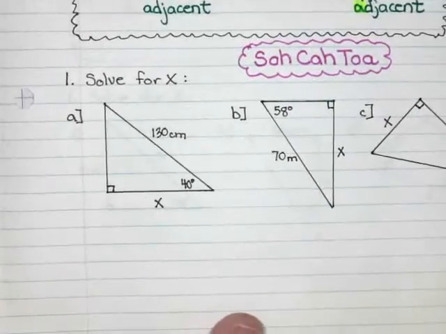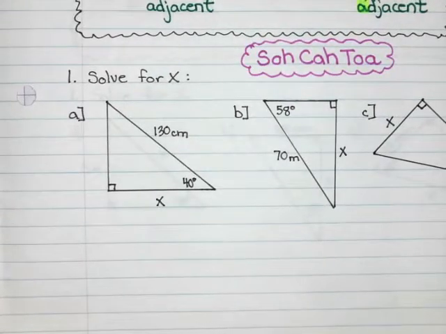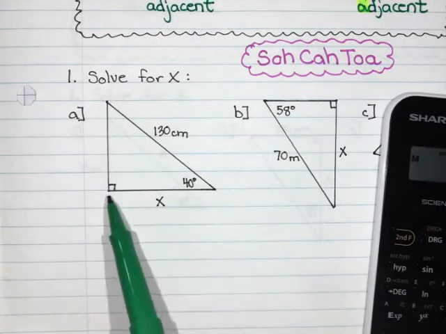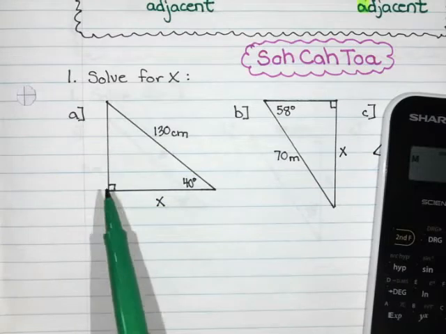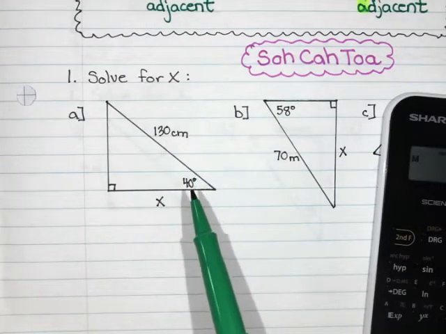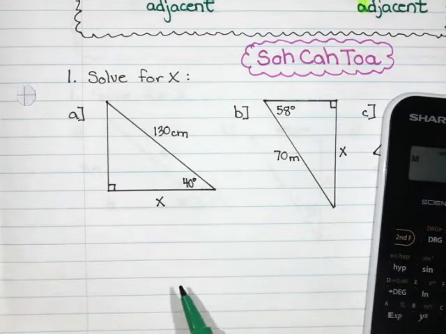So we're going to try our first example. It says solve for x. I have a right angle triangle, and I've got a label of x, a label of 130 centimeters, and an angle that says 40 degrees.